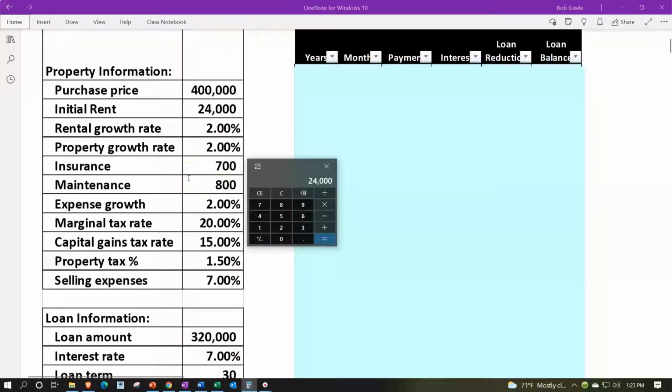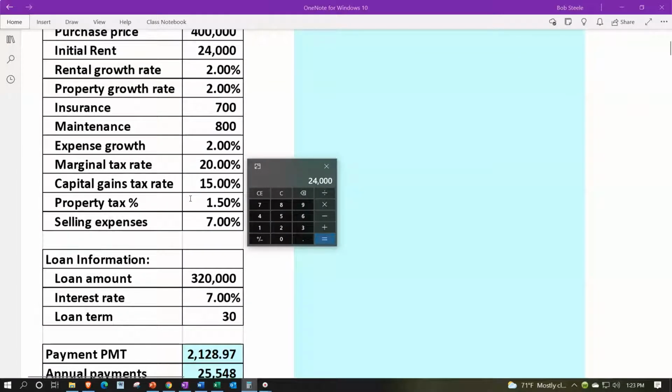Property insurance, $700. The maintenance is going to be $800. These are costs we're assuming on the home purchase side of things. We're going to assume the inflation rate at 2%, so we're going to say those costs are going to grow at 2% over the years as well.